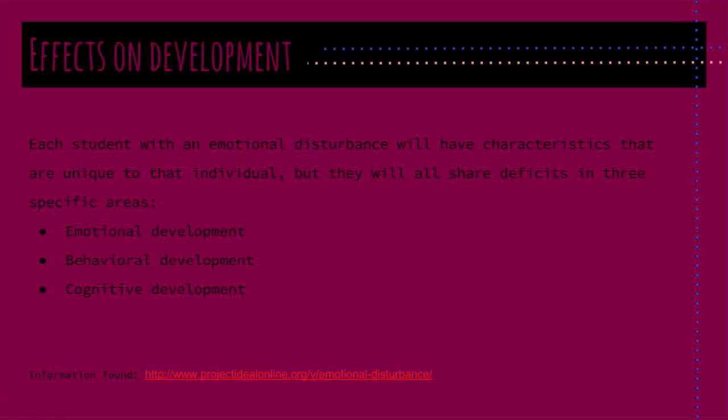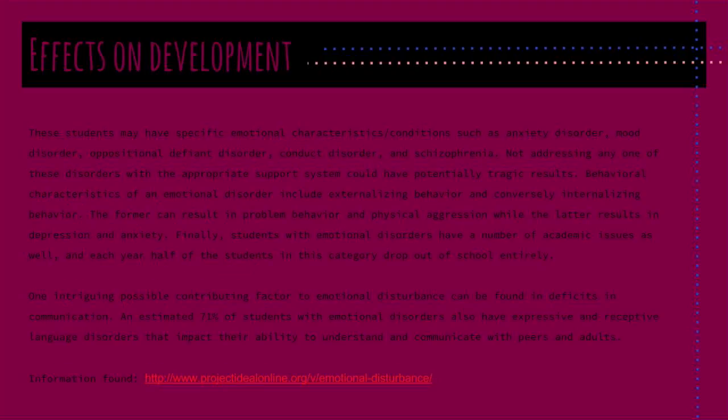As for the effect on development, each student with emotional disturbance will have effects that are unique to the specific disability that they have that falls underneath emotional disturbance. But everyone who has an emotional disturbance will have a deficit in these three areas: emotional development, behavioral development, and cognitive development. Just to go into it a little bit more, these students might have specific emotional characteristics or conditions like anxiety disorder or mood disorder or schizophrenia, and not addressing any one of these disorders with the appropriate support system could have tragic results.